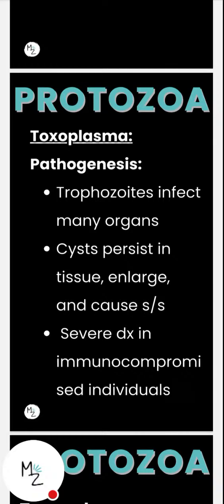Now let's look at the pathogenesis. The tachyzoites are actually trophozoites. They infect many organs in the human body, especially brain, eyes, and liver. Cysts persist in tissue. They enlarge and cause symptoms in tissues. Severe disease occurs in patients with deficient cell-mediated immunity, like people who are immunocompromised. For example, an AIDS patient, the acquired immunodeficiency syndrome patient. This disease is caused by HIV, the human immunodeficiency virus.